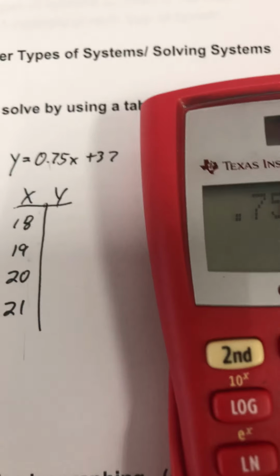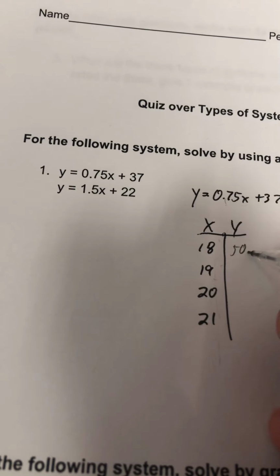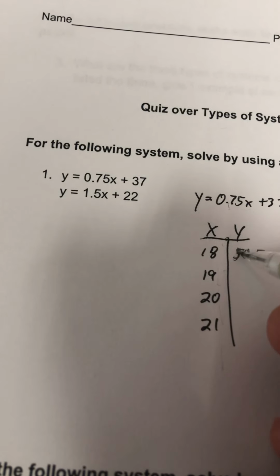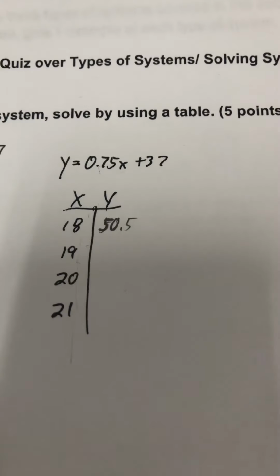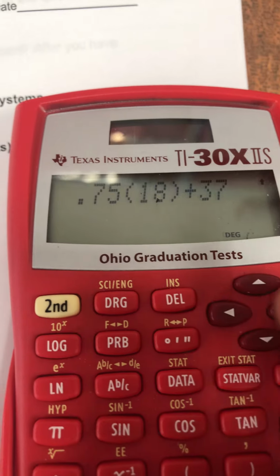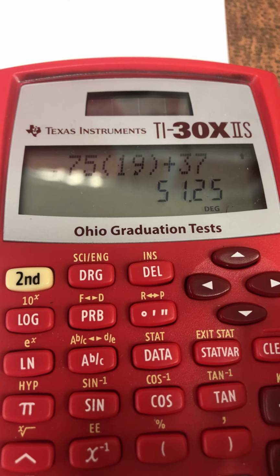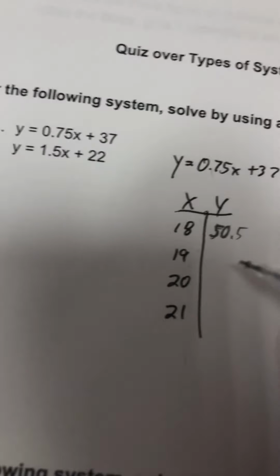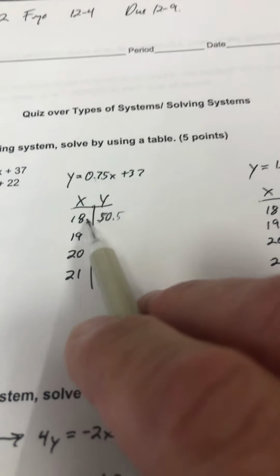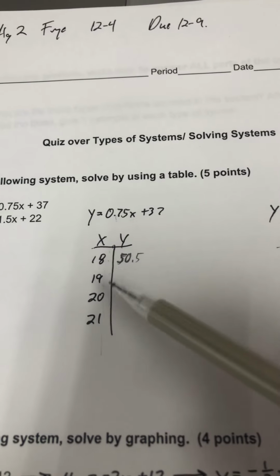You hit equals, and I get 50.5, I'll just leave it at that, 50.5, okay? And then, use the back button and change that 18 to 19, if you can do that with your calculator. And then you get your 51.25, and so on and so forth. So fill this out, saving you some time searching for what numbers to start with, but start with your x values 18 in both of them.